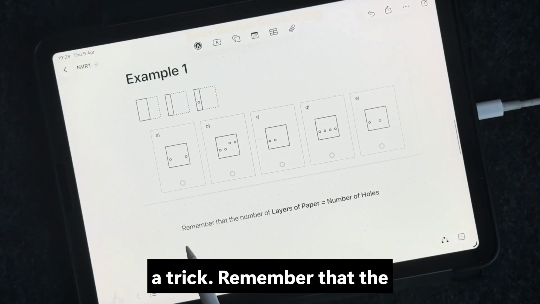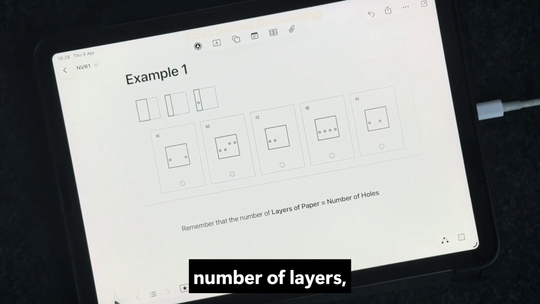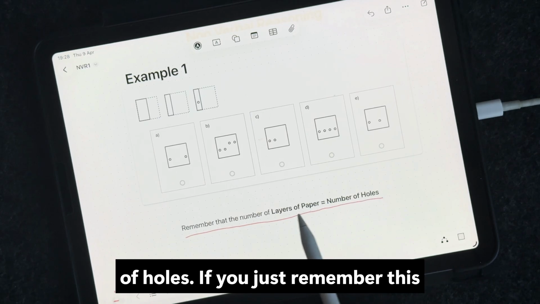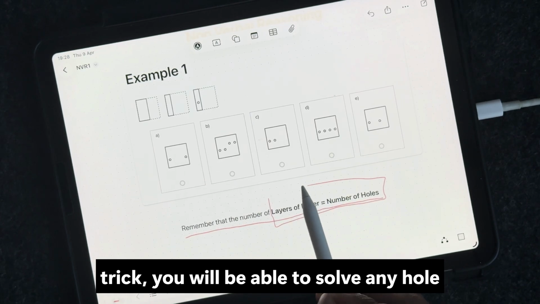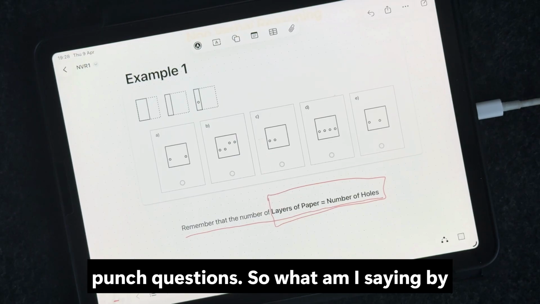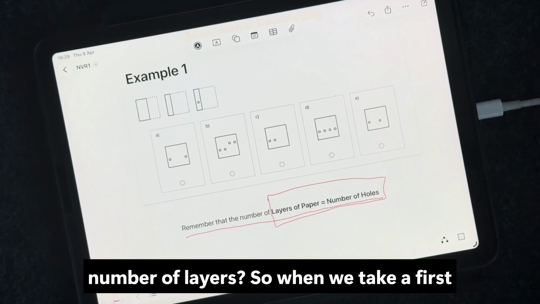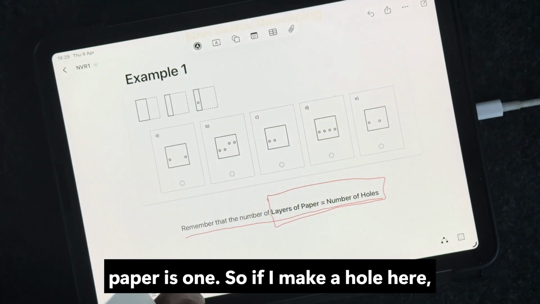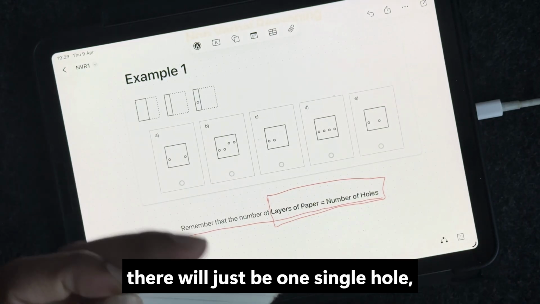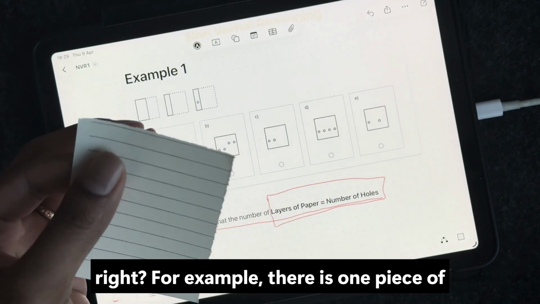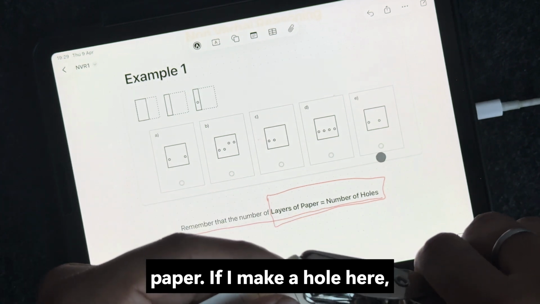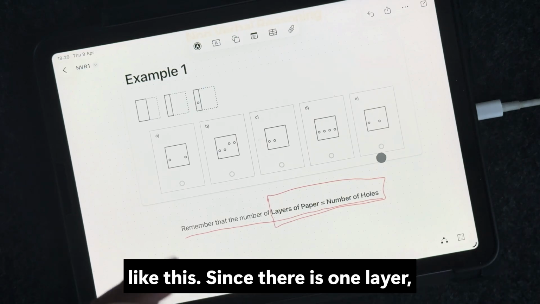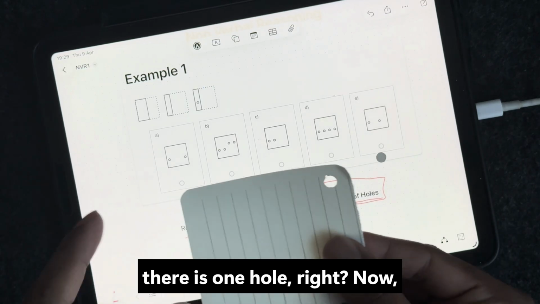Here is a trick. Remember that the number of layers equals the number of holes. If you just remember this trick, you will be able to solve any hole punch question. So what do I mean by number of layers? When we take a first square piece of paper, the number of layers is 1. If I make a hole here, there will be just one single hole, right? Since there is one layer, there is one hole.